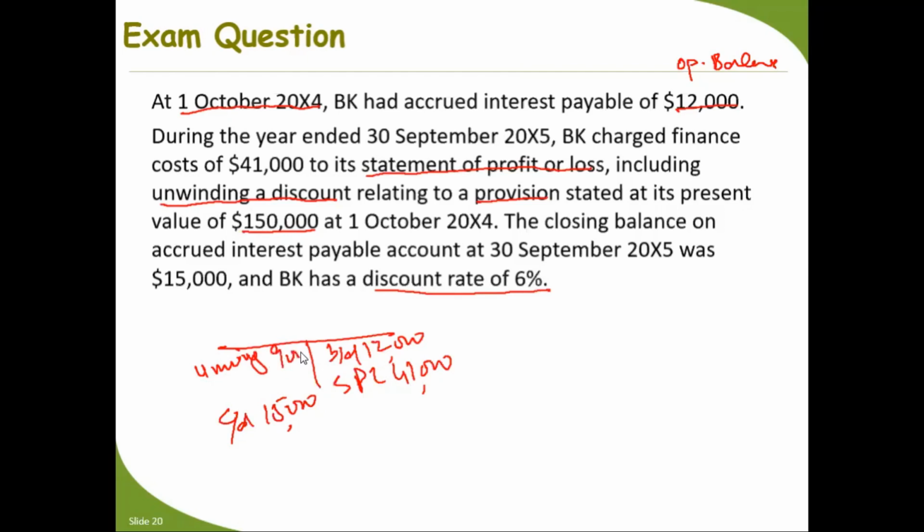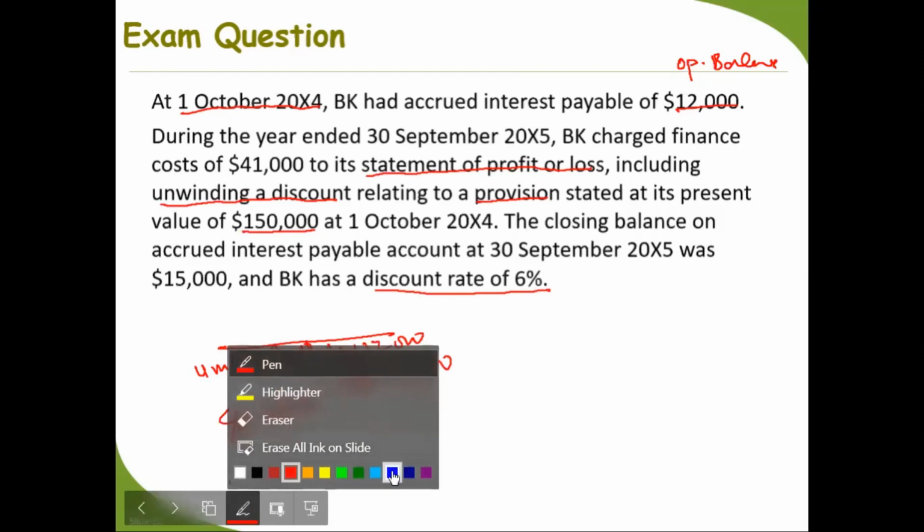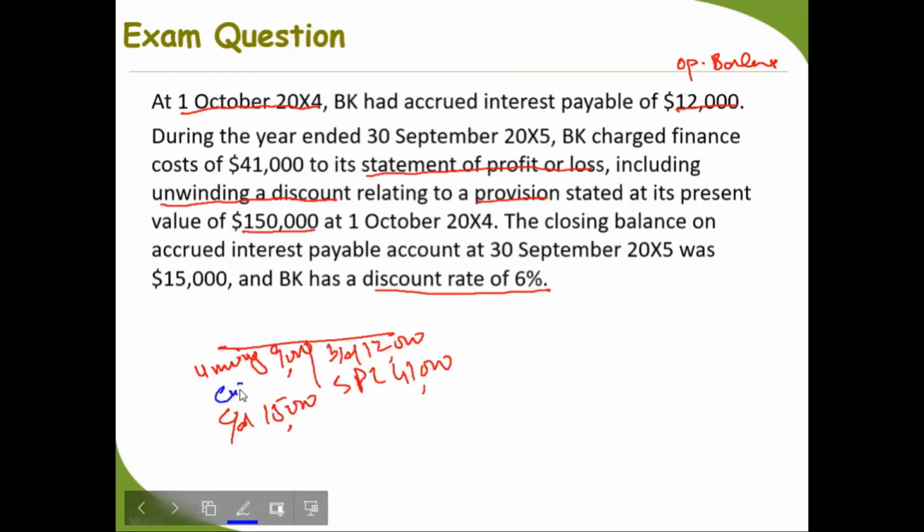Okay. So this 9,000 here, the balancing figure is cash paid, which is 41,000 plus 12,000 minus 15,000 minus 9,000 is equal to 29,000. One way is we will make T account.